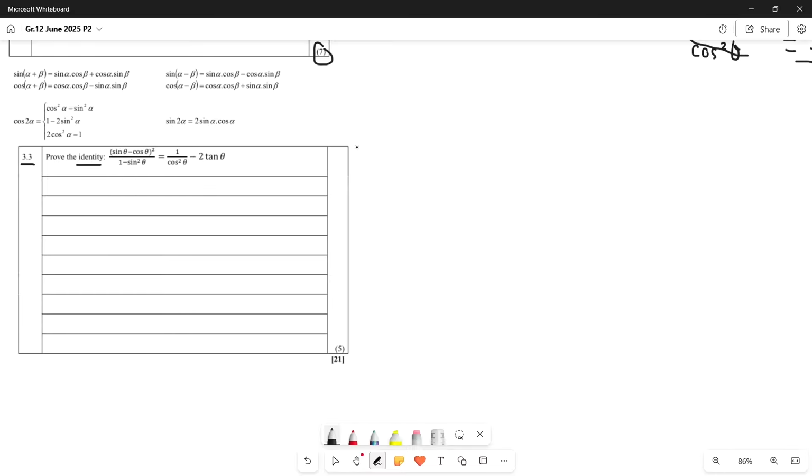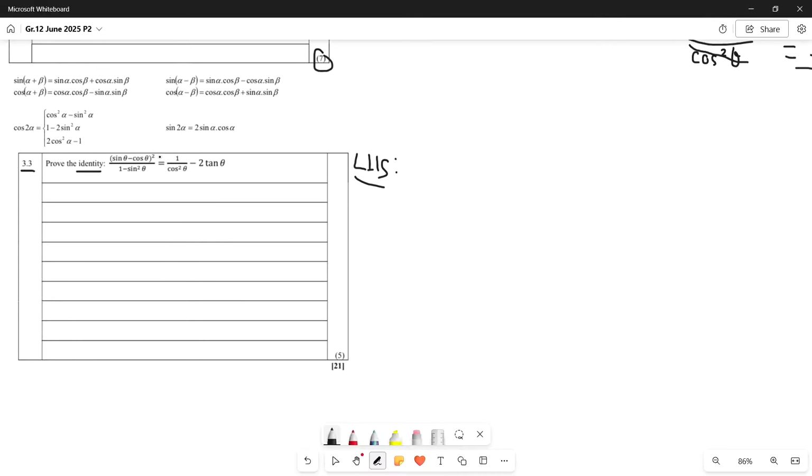Okay, so I'm going to work on the left-hand side over here, which means sine theta minus cos theta, squared. This guy is almost looking like this guy, but it's not quite the same thing. And 1 minus sine squared theta, this is the exact same as cos squared theta.